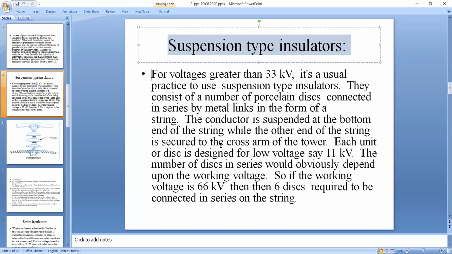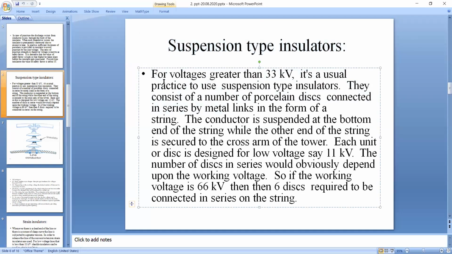So it says that, let me highlight it. Up to here I'm highlighting. For voltages greater than 33 kV, it's a usual practice to use suspension type insulators. If you remember, pin type insulators we use for voltages up to 33 kV. But it may so happen that we require voltage applications greater than 33 kV. So when voltage applications greater than 33 kV are required, then we use suspension type insulators.